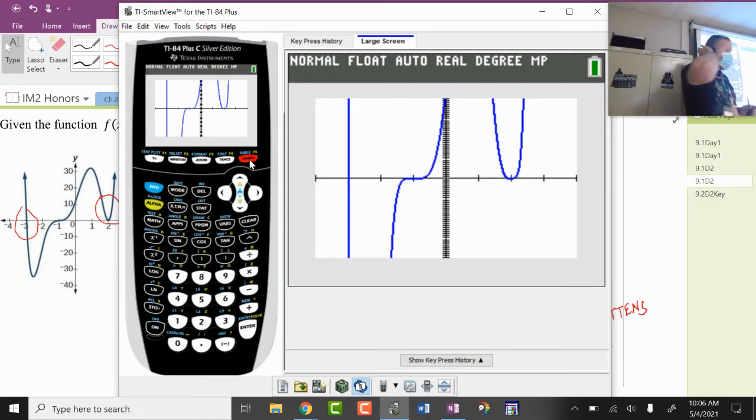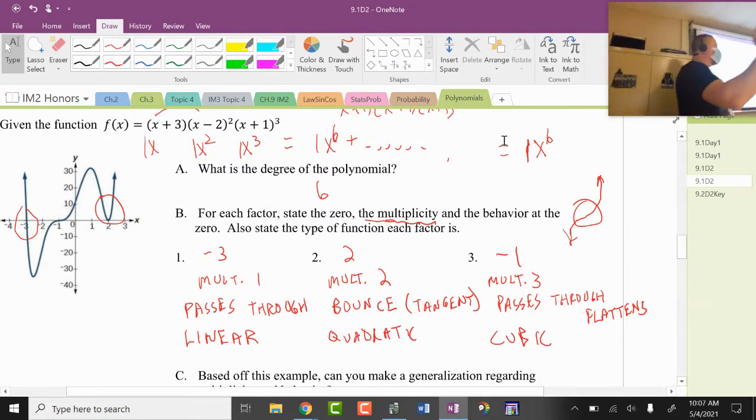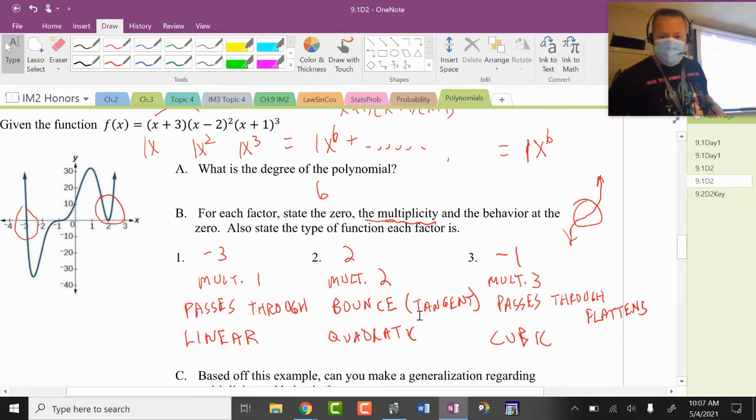Okay, so the point of this is, when you have an even multiplicity 0, what does the graph do? Bounce. When it's an odd multiplicity, it goes through: linear for multiplicity 1, flatten out for anything higher than that, 3, 5, or 7, and so on and so forth, forever. Okay, and that's what you need to understand with this.